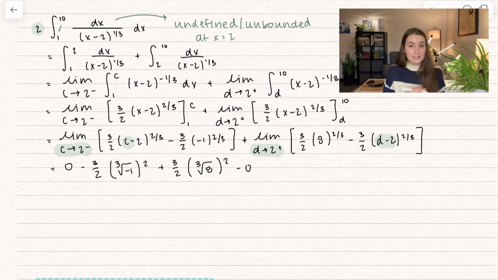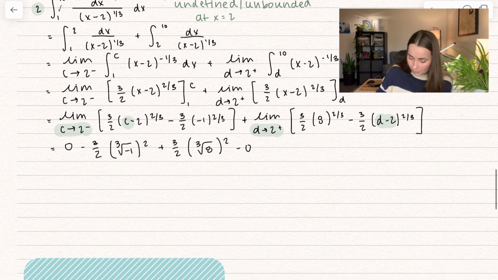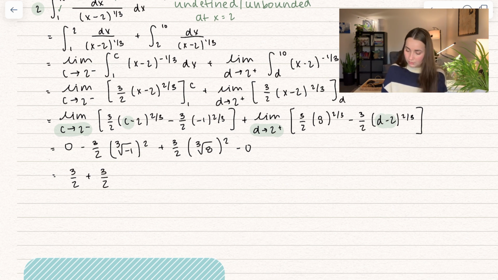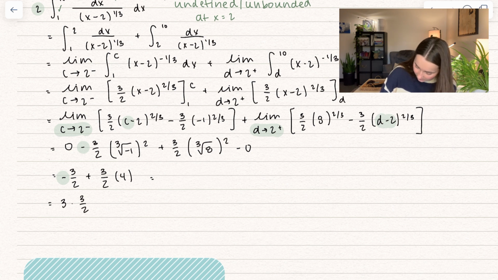So that's going to be super nice. Those are just going to go to 0. And now we can go ahead and evaluate this. So 3 halves times negative 1 squared, which is just positive 1, plus 3 halves times the cube root of 8, which is 2. 2 squared is equal to 4, so that's going to be 4. And don't forget that minus there. I almost forgot it. There's a minus right here. So here, that's just going to be 3 times 3 halves, which is equal to 9 halves.